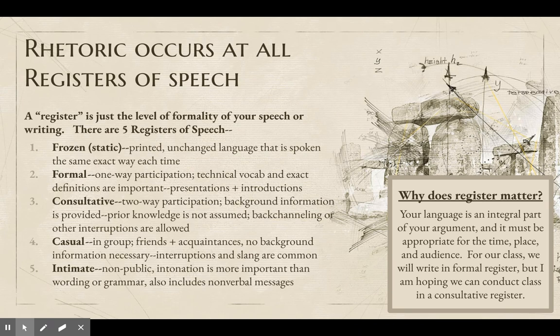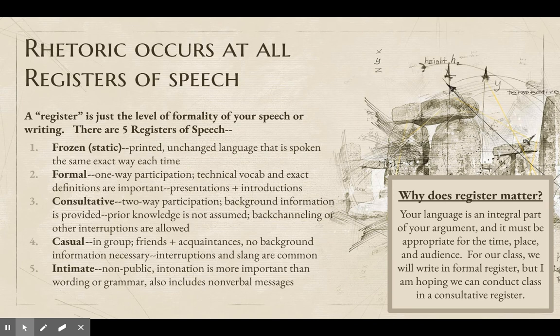Consultative, this is two-way participation. So this is what I'm hoping we can do in class, where I provide some background information to you, but prior knowledge could exist. I don't necessarily assume you know something, but there may be some prior knowledge. And something called back channeling is allowed. Back channeling going, those are examples of back channeling.